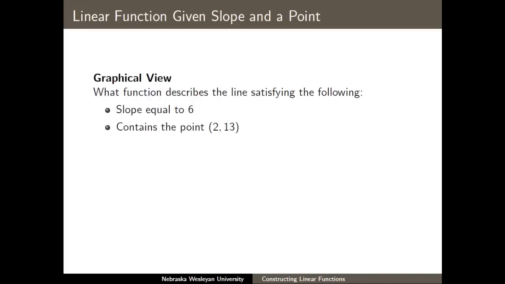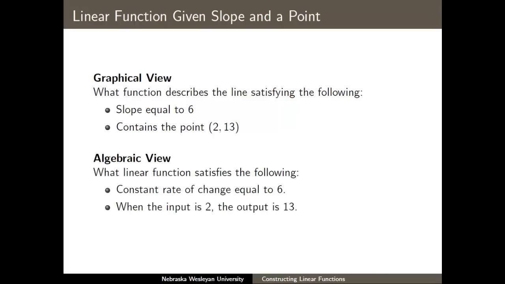So here's an example where we have the slope and the point. The graphical statement of this question might be something like, what function describes the line satisfying that its slope is equal to 6 and it contains the point (2, 13)? An algebraic viewpoint of the same question might be, what linear function satisfies the following, that its constant rate of change is equal to 6, and when we give it the input 2, the output is 13, or in other words, it contains the point of data (2, 13).